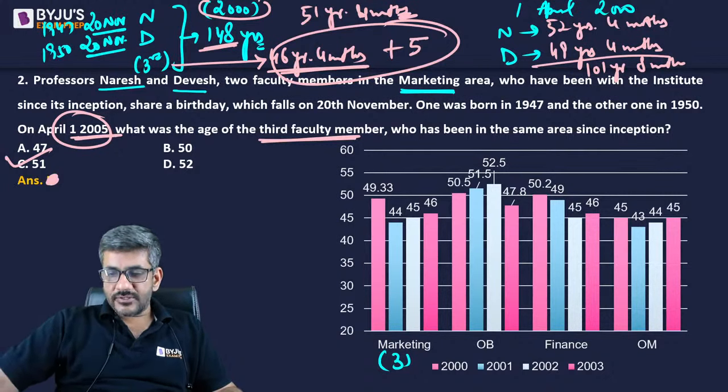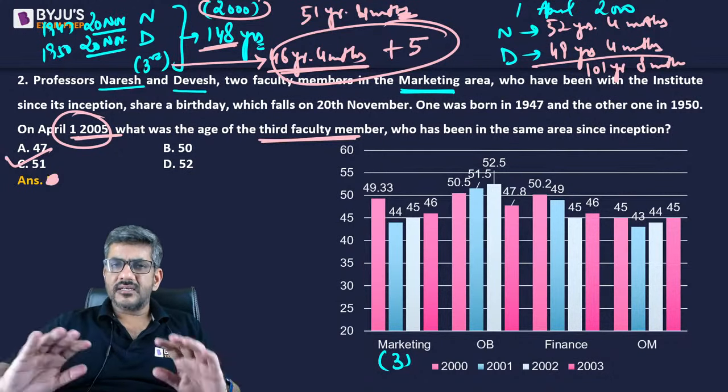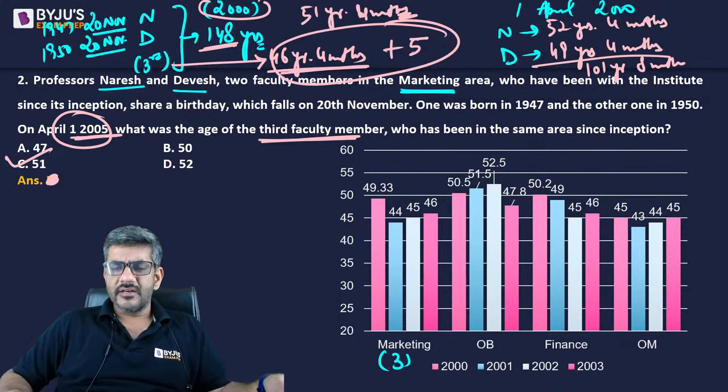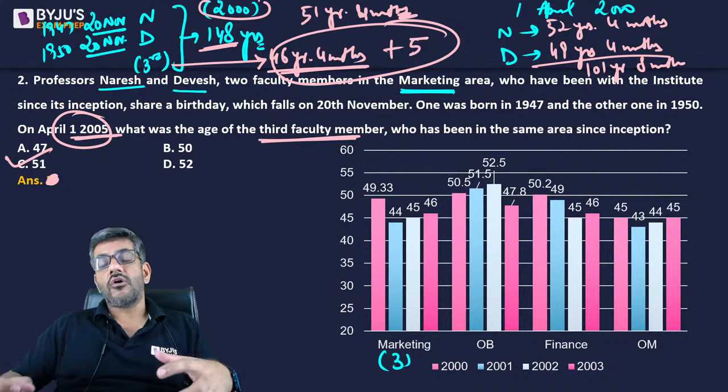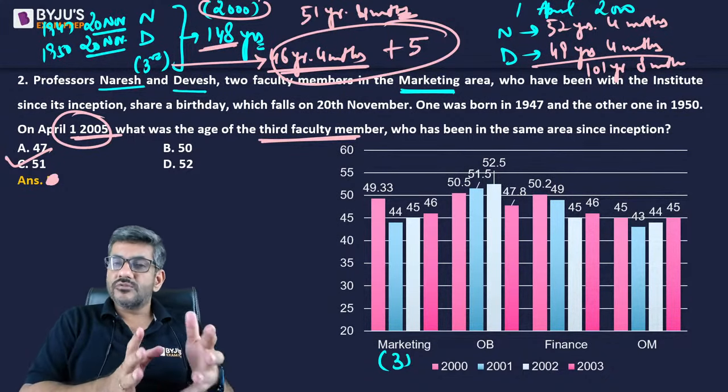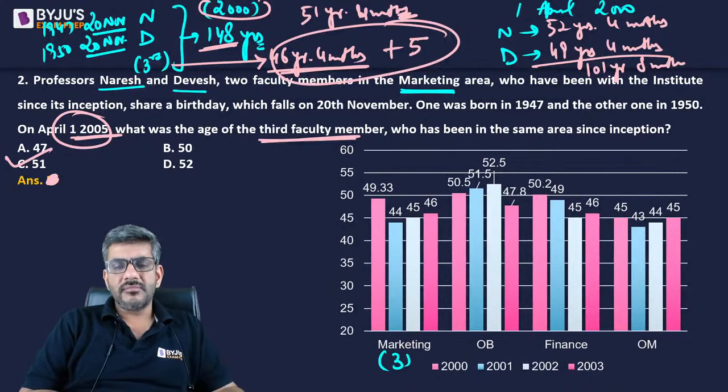Okay, everyone, I am assuming that this set is understood to all. It's an old set of CAT. I think it appeared in 2002 or 2003. But yes, it's a good set. In my opinion, it's a good set because it also checks a concept of averages. A person who's good at averages would be able to do this set probably in 2-3 minutes.